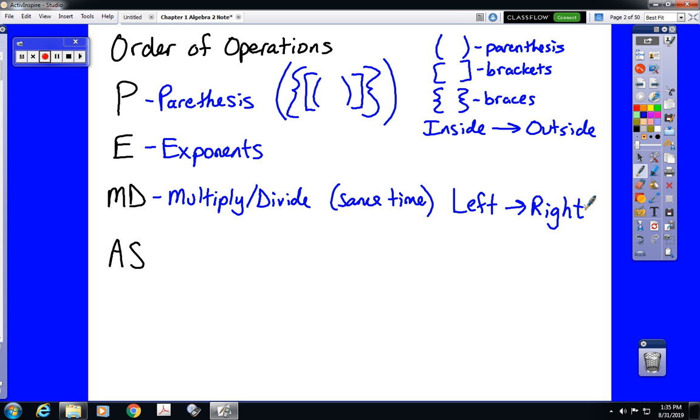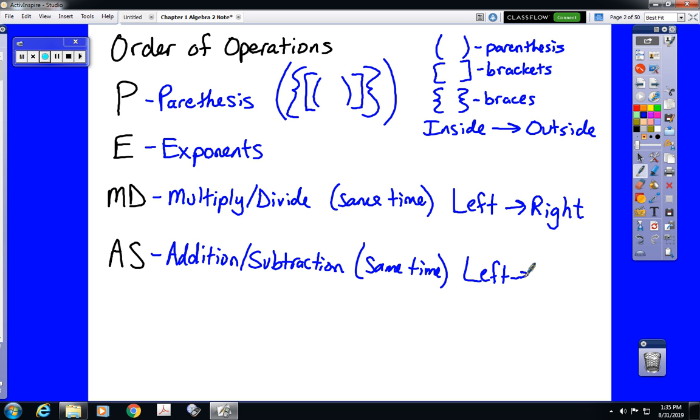After we've completed any multiplication and division, we would then carry out any addition and subtraction at the same time. And again, we will work from left to right. So we start with simplifying parentheses, then we carry out simplifying exponents, then we multiply and divide from left to right, and then we add and subtract from left to right.